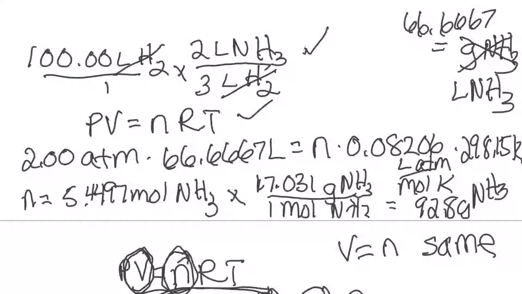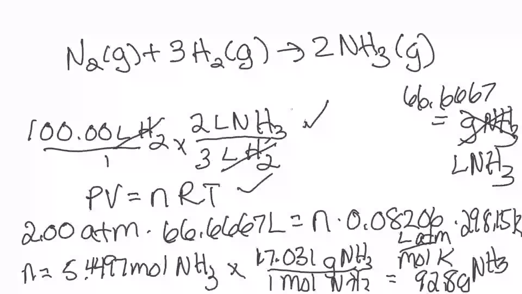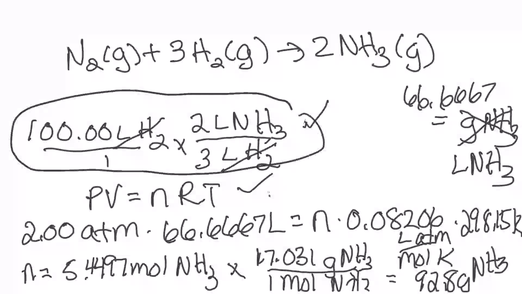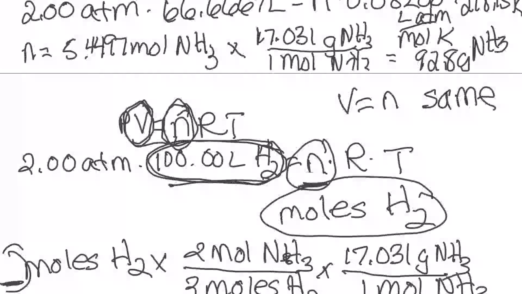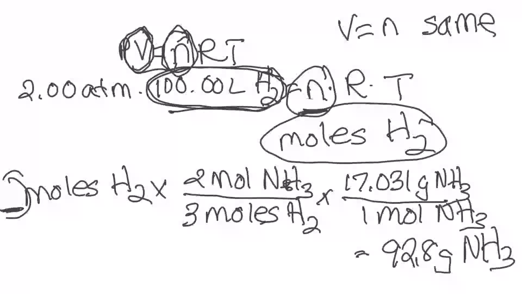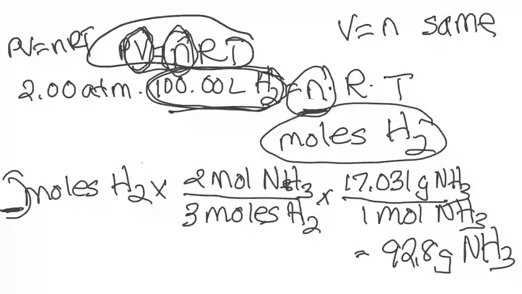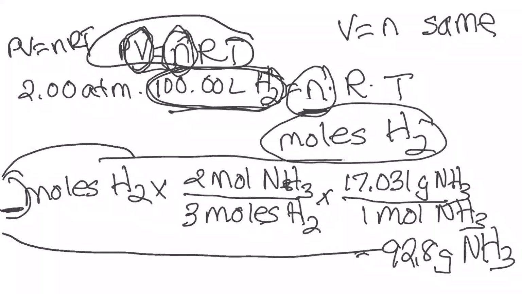So you can solve it either way. You can start with unit analysis first and then go to PV equals nRT. Or you can start with PV equals nRT, which is kind of hard to read here, but that's what that said. PV equals nRT. And then do unit analysis next. So either way would work.